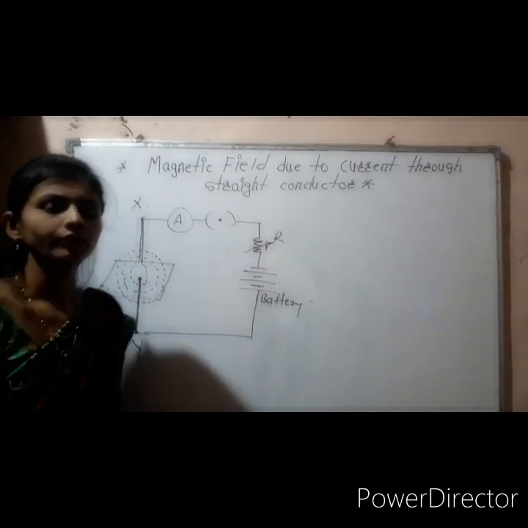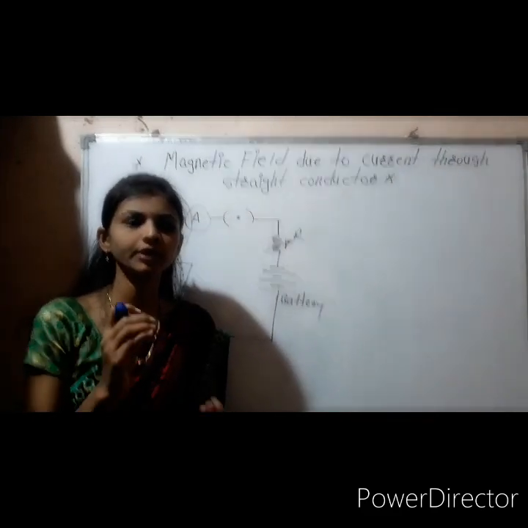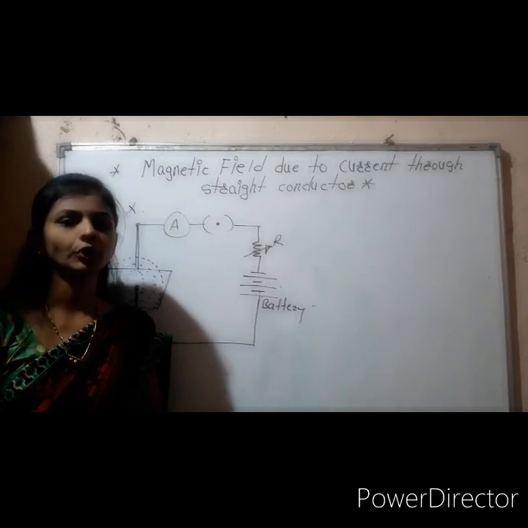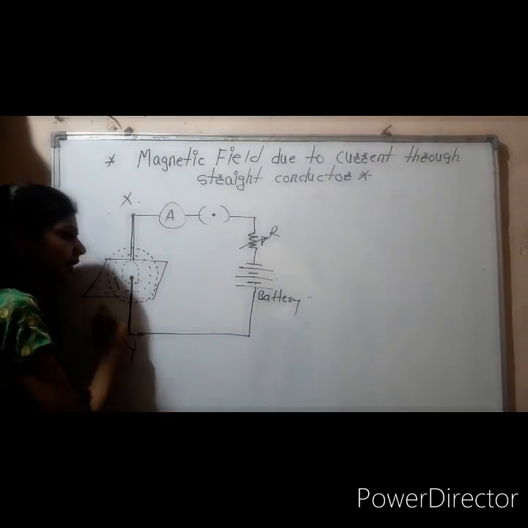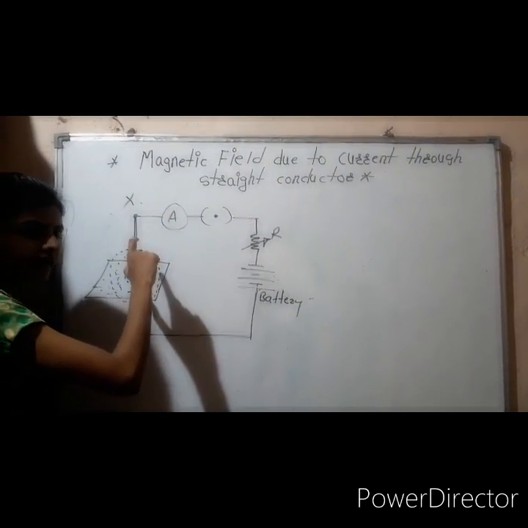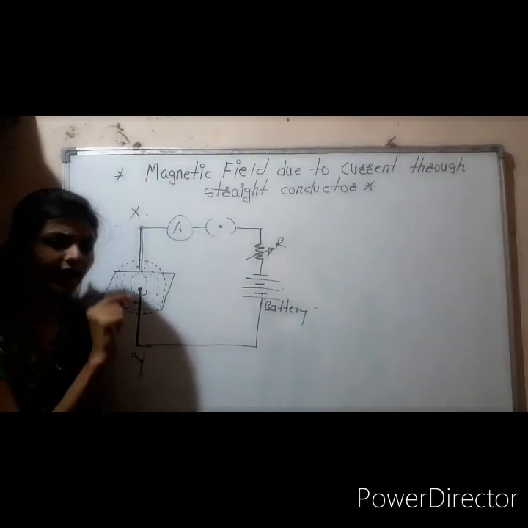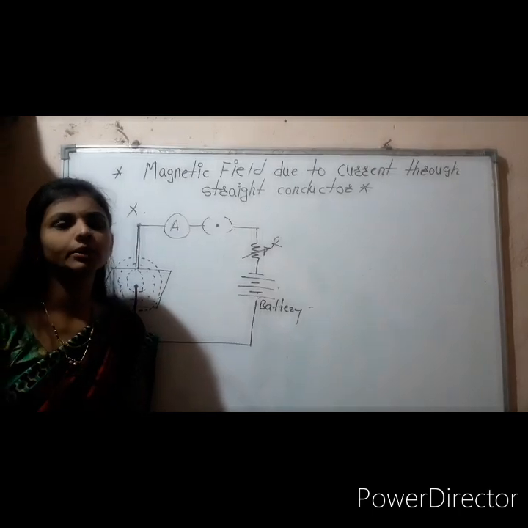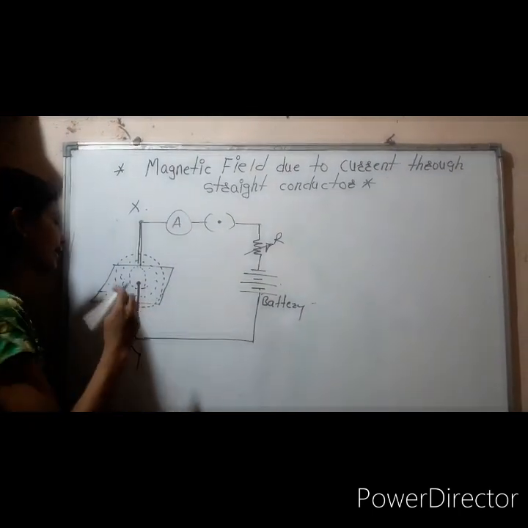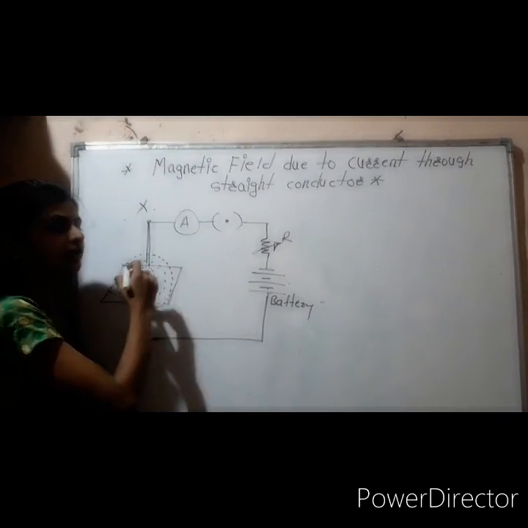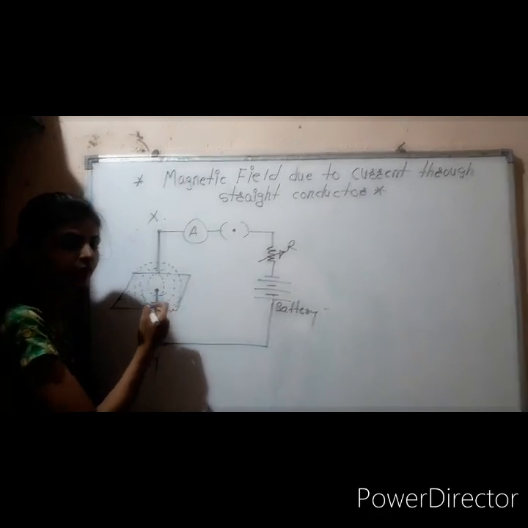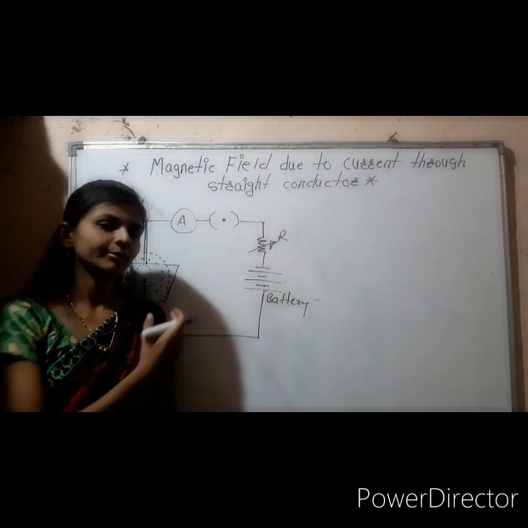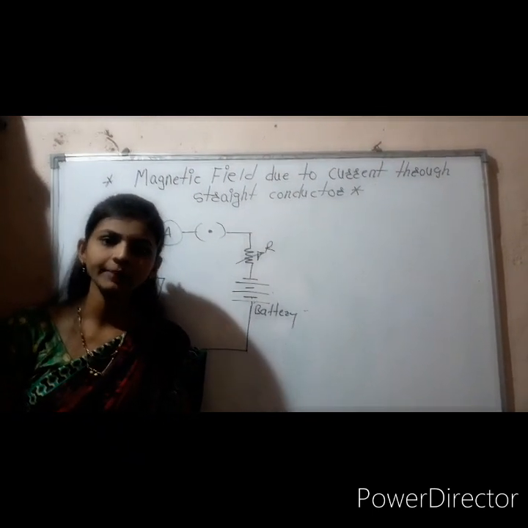The iron fillings which we put on the cardboard, whenever the current started to flow through the rod, at that time the iron filling started to settle down in a circular loop. All the iron fillings settle down in a circular loop. This is due to the magnetic field. The magnetic field created here is why all the iron fillings are settled down in the form of a circular loop.